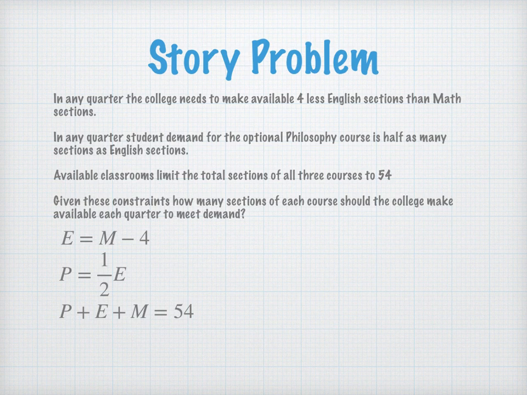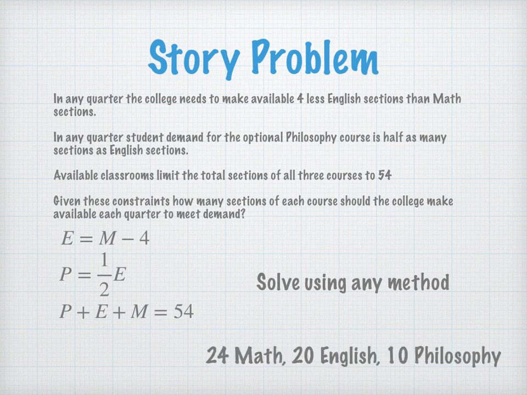This one you can solve with any method. You could try to start out by doing some substitution. You could try to start out by doing elimination. You could even try to do this by using a matrix if you wanted to. Go ahead, take a little time, try to solve this one. You should come up with the solution of 24 math classes, 20 English classes, and 10 philosophy classes.